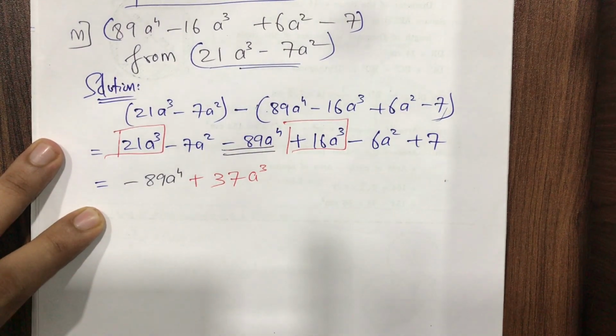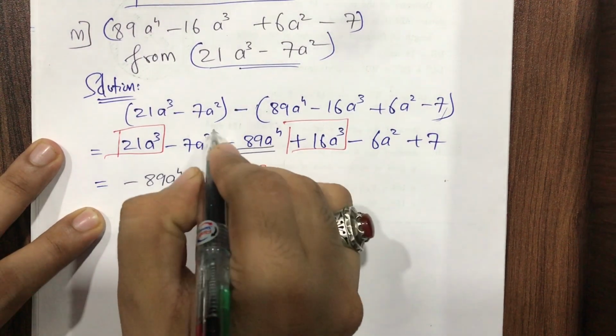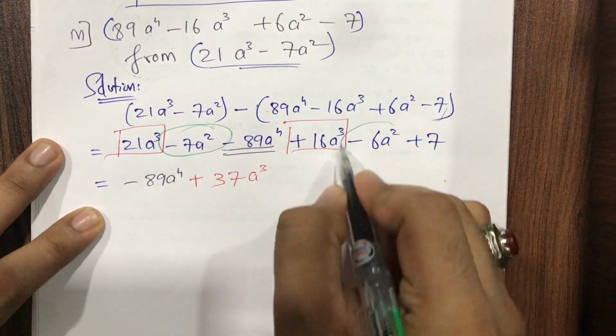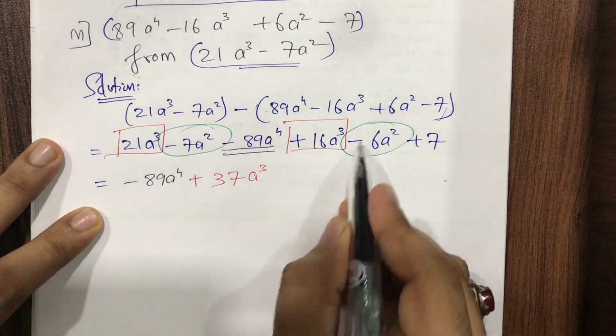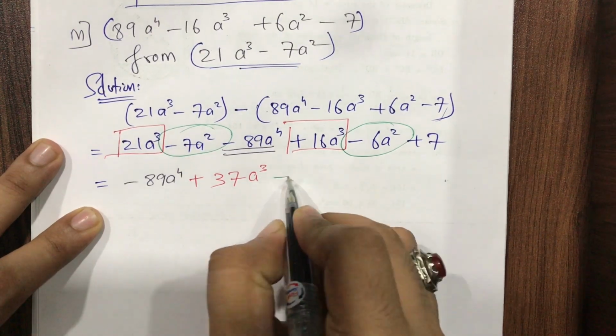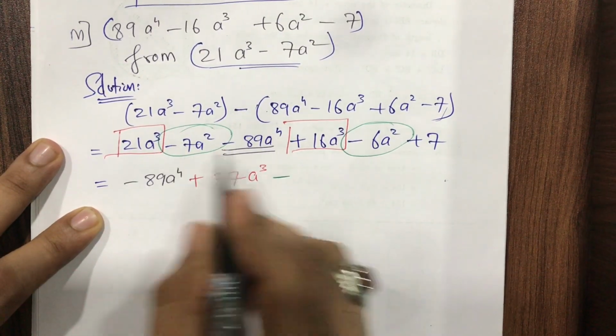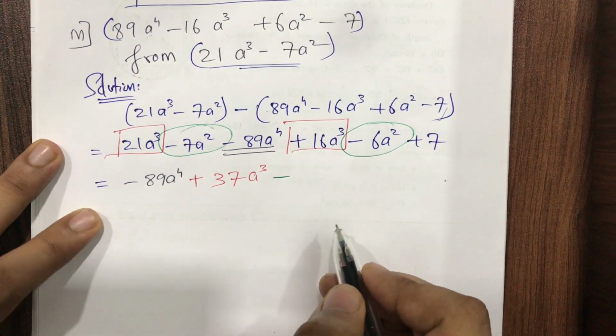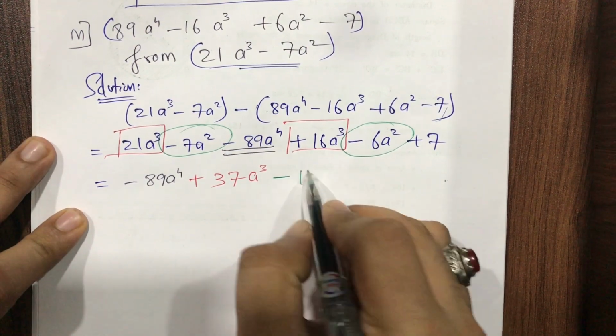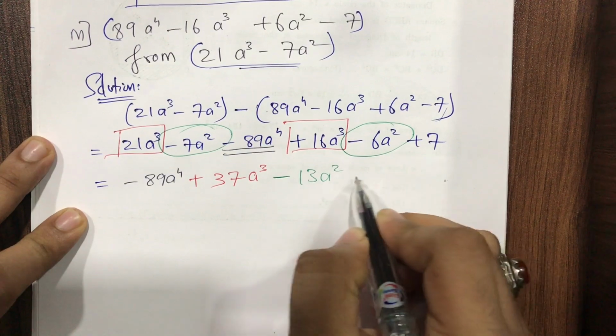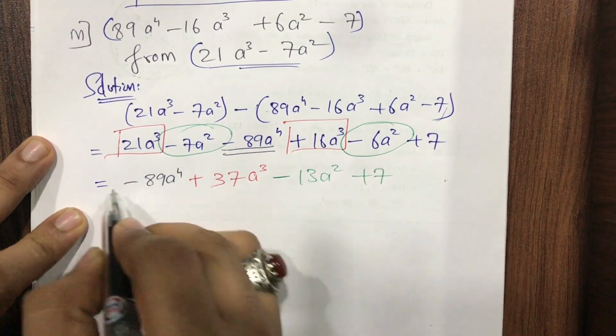Now what next terms are available? Let's see about a square. This is minus 7a square, and this is minus 6a square. Minus minus becomes plus, and the sign of the bigger number is minus. Minus 7 and minus 6 becomes minus 13. So minus 13a square, and this plus 7 as it is, I'll write plus 7. That's it, students.